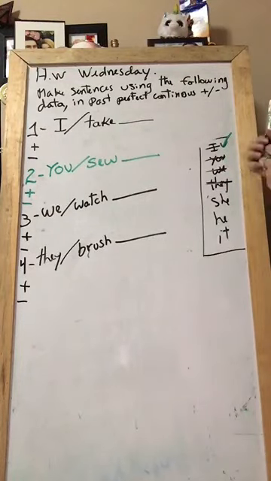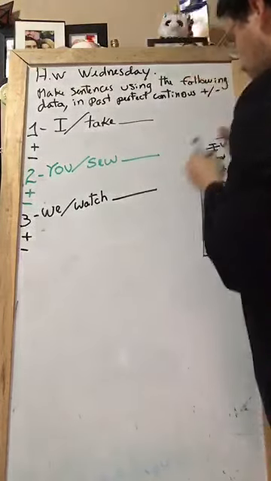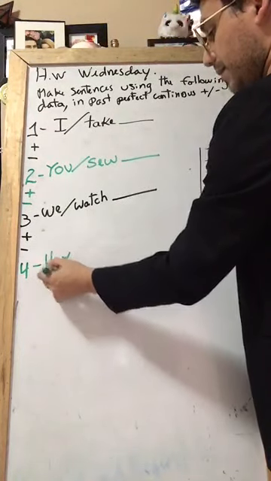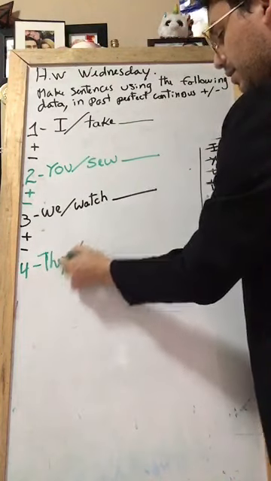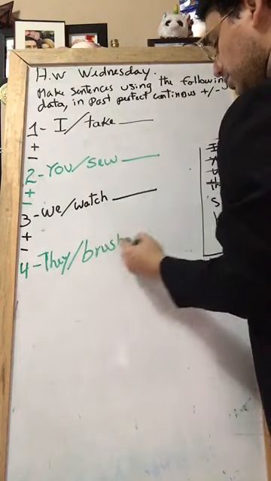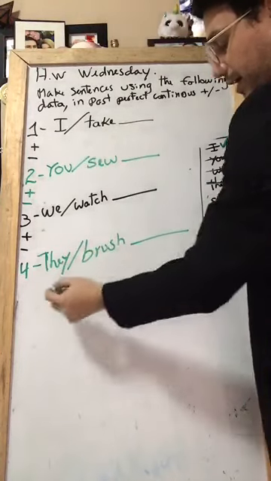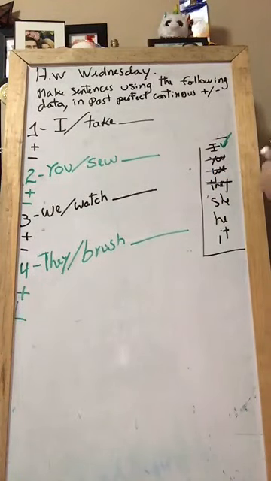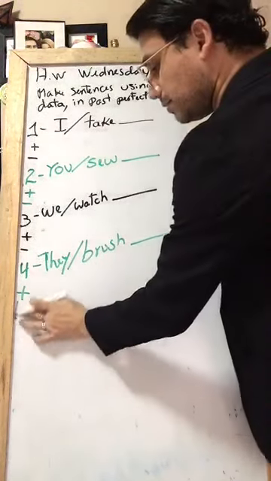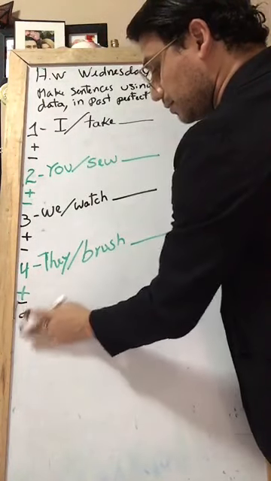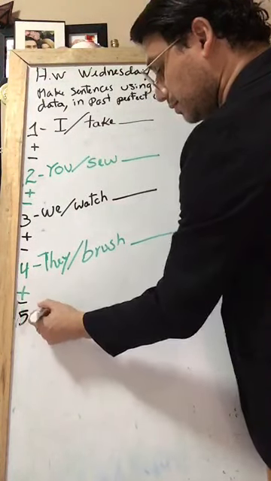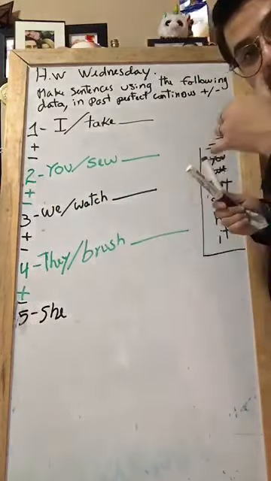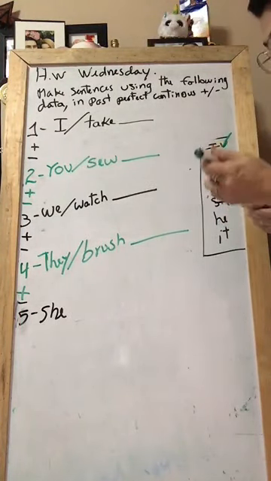Oh wait, it should have been green. For they, and then brush. Present continuous, obviously, with the ing, positive, negative. Then we have she. Obviously, you have to leave more space, but because my board is small, I'm not leaving a lot of space, but leave more space.